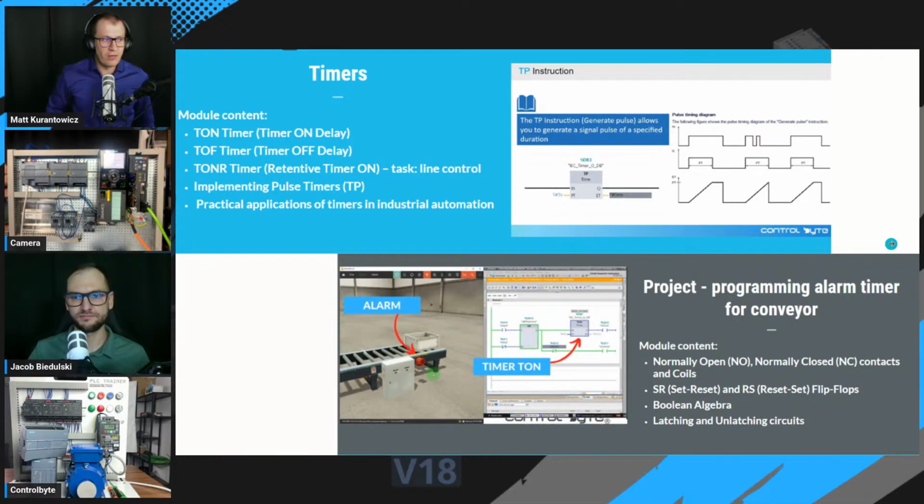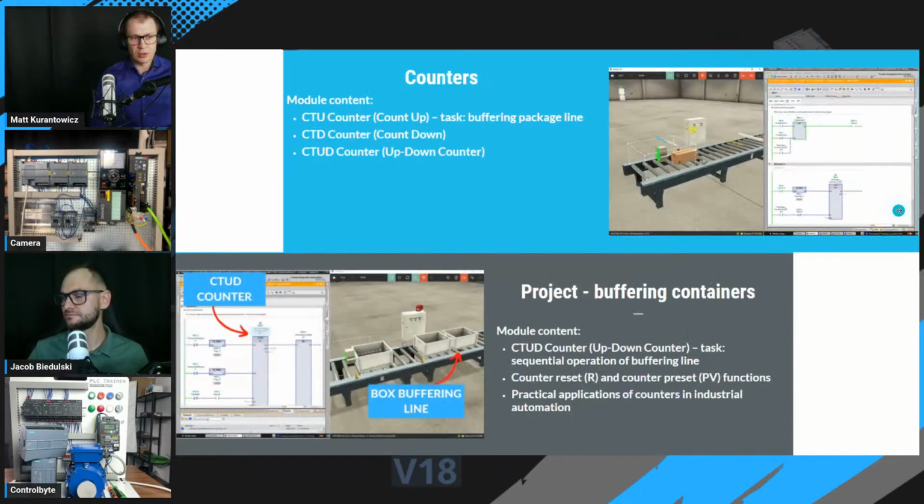Then we go to the really important topic, which are timers. And here we have timer on delay, timer off delay, and retentive timer. In TIA Portal, you can use the timer which remembers the state of the timer, which is the retentive timer. When we go to the pulse timers, TP, we will go to the practical application. The first practical application with timers is a conveyor with start and stop button, and also we'll program an alarm with the timer. In this project, you will use Boolean algebra.